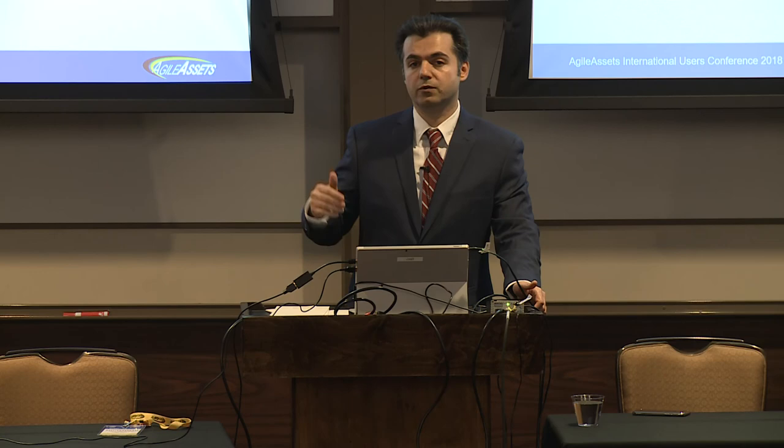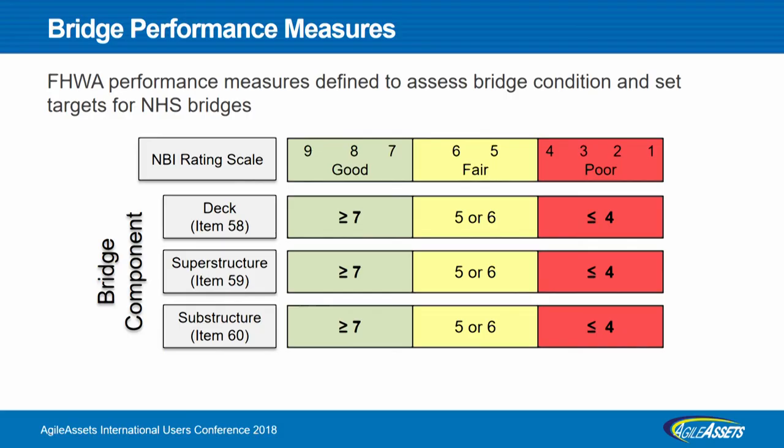In MAP 21 and the FAST Act, they are all referring to NBI ratings. They don't care about elements yet. So we still measure the performance based on deck, superstructure, and substructure. If it's 7 or above, it's classified as good. 5 or 6, classified as fair. And 4 or below, classified as poor.